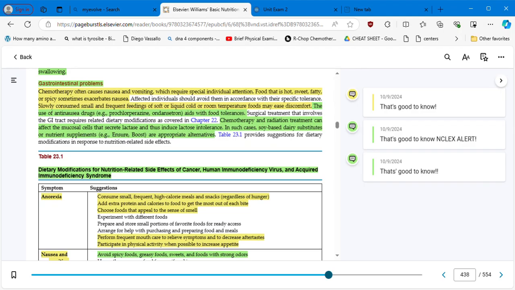Gastrointestinal problems. Chemotherapy often causes nausea and vomiting, which require special individual attention. Food that is hot, sweet, fatty, or spicy sometimes exacerbates nausea. I understand some cultures don't conceive the fact that you can eat food without these spices. But in cancer patients, that's something that we as providers, nurses, need to explain and educate the family members who are in charge of preparing the food for these patients.